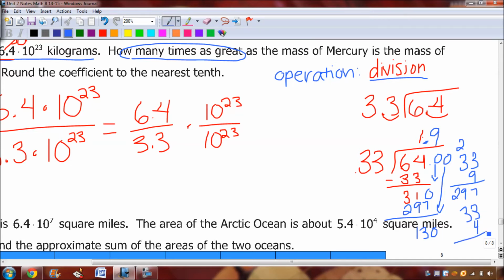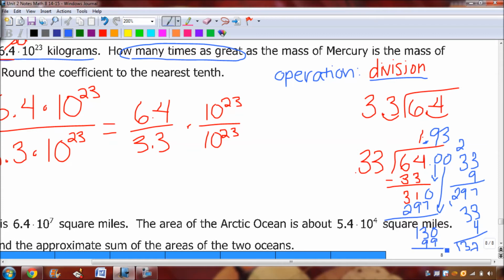So 3 times 4 is 12, carry the 1. 3 times 4 is another 12, plus another 1 is 13. So it's 132, which means that 4 is too large. That means I have to go in 3 times. 3 goes into 133 goes into 130 3 times. So then 3 times 33 is 99.